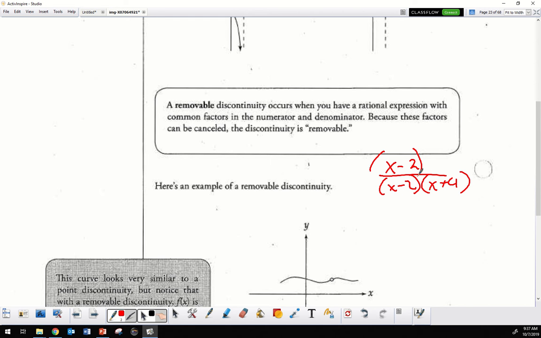So that would give me 0 here. 0 times anything is 0. So there would be a 0 in the denominator, but since I'm able to cancel those, I'm left with 1 over x plus 4. So now I could plug in 2 as necessary. It'd be 2 plus 4 is 6, so 1 over 6. That is a removable discontinuity at the number 2. Okay?